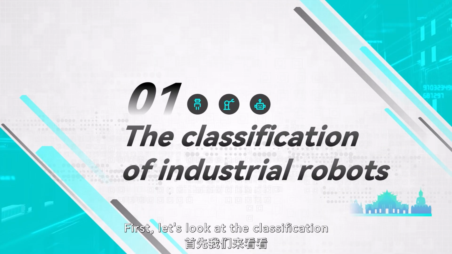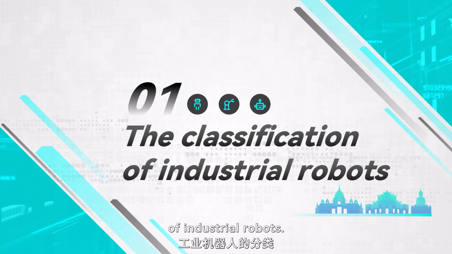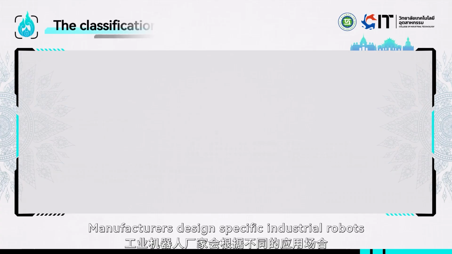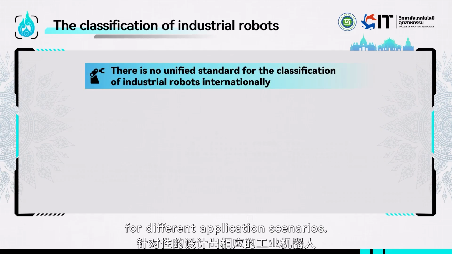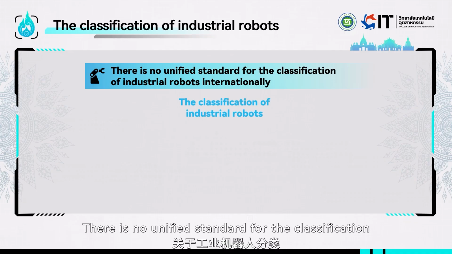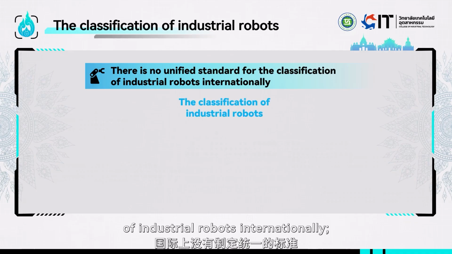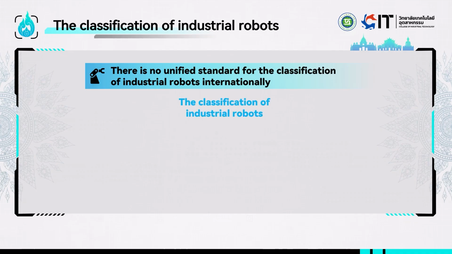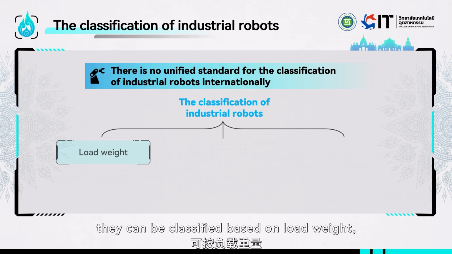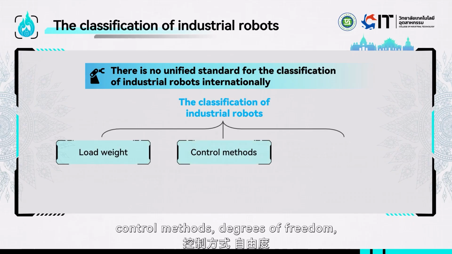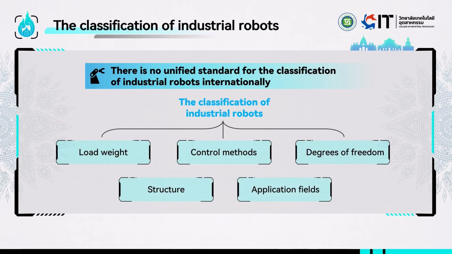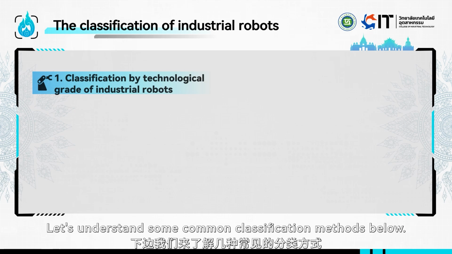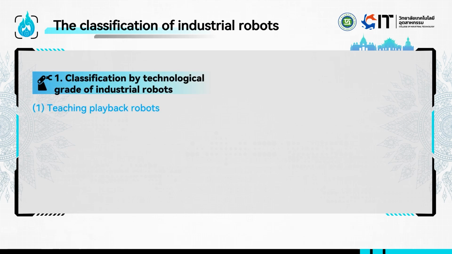First, let's look at the classification of industrial robots. Manufacturers design specific industrial robots for different application scenarios. There is no unified standard for the classification of industrial robots internationally. They can be classified based on load weight, control methods, degrees of freedom, structure, application fields, etc. Let's understand some common classification methods below.